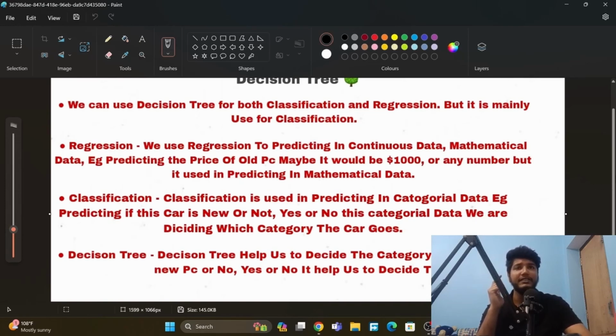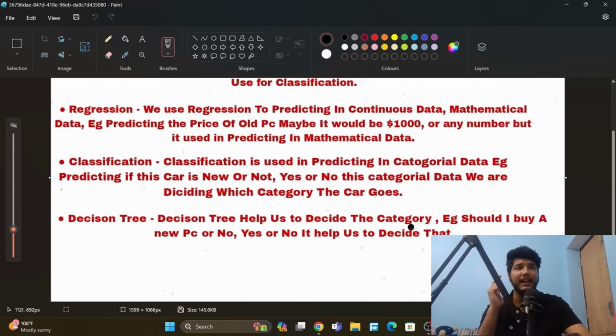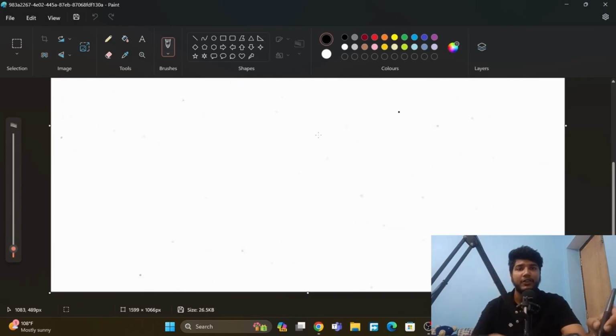So what is a decision tree? A decision tree helps us to decide the category when we use it with classification. Example, should I buy a new PC or not? Yes or no? It helps us to decide that. So let's draw our decision tree which will help us to predict whether we should buy a new PC or not. First we will create a root node. We will call it PC status.